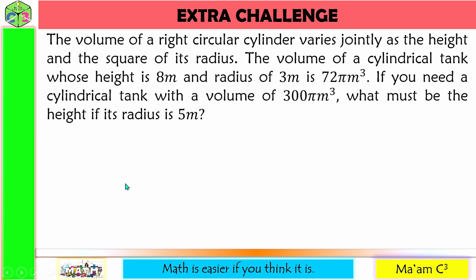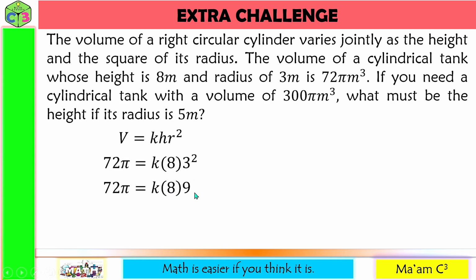Let us construct first our variation equation. So we have here the volume, so that would be V, varies jointly equals K, height and the square of its radius. So we have V is equal to K h r squared, r squared is the square of the radius. Let us substitute our values here. The volume is 72 pi, our h is 8 meters, and our r is 3 meters. 3 squared is equal to 9. 8 times 9 is 72, so we have 72k here.